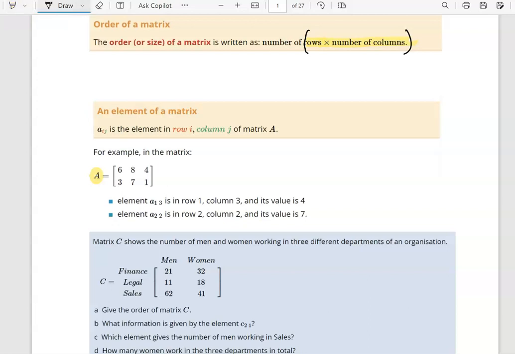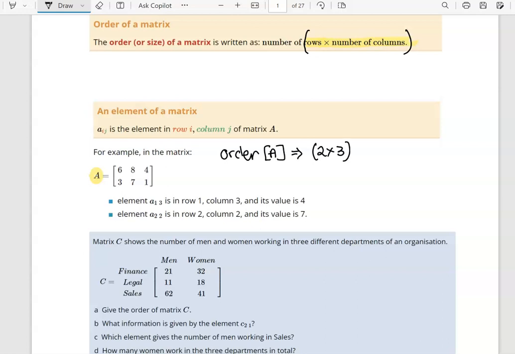So if we think about it, looking at this matrix A, what's the order of matrix A? Let's have a look. What can you tell? We know how to do that now. So how many rows does this matrix A have? 2. And how many columns does it have? 3. Yeah, so it's a 2 by 3.